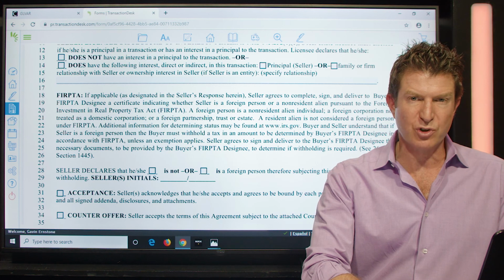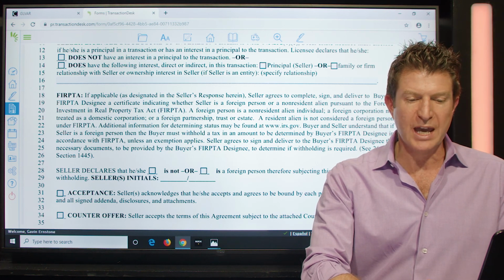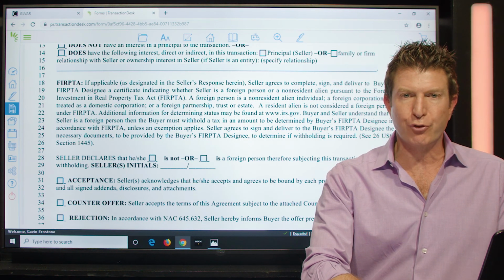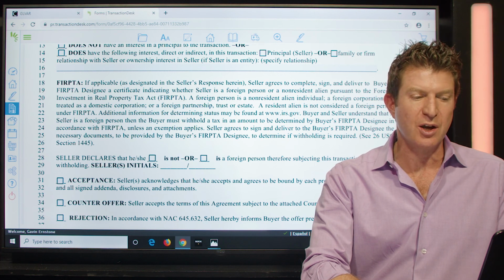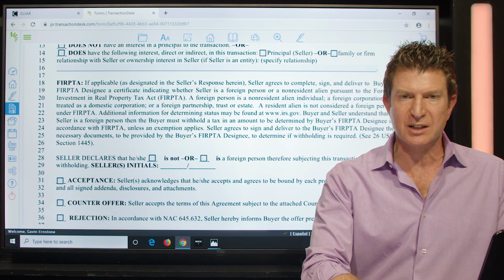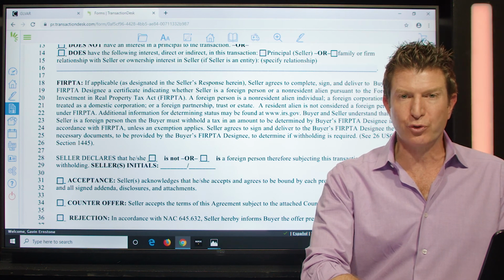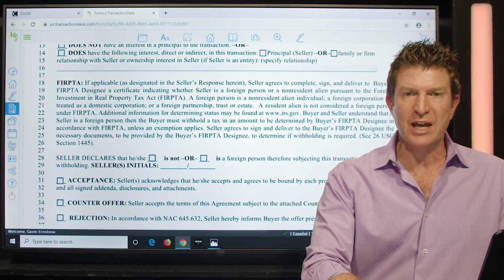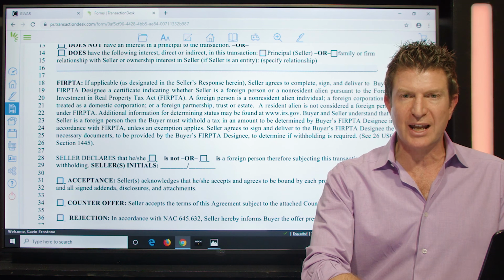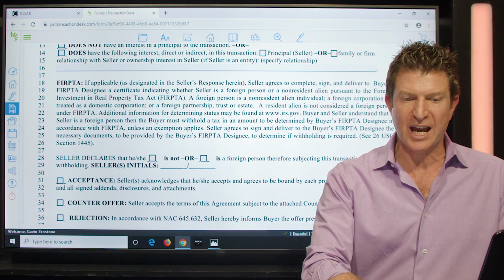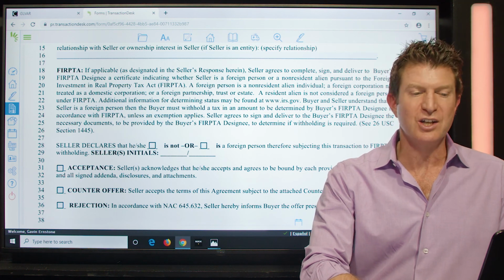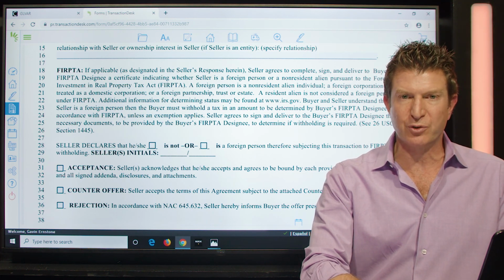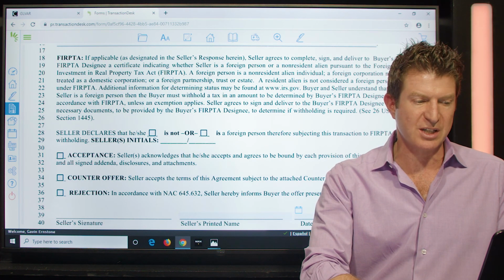FIRPTA, Foreign Investors Real Property Tax Act. When you get this form back from the responding seller's agent, make sure that this has been completed and initialed. If it has not, you need to send it back. The onus falls upon a buyer in the event that FIRPTA is not collected at close of escrow, and that buyer is then going to call you and say, hey, what's this? You need to pay it. So make sure that that's completed and filled in correctly by the seller and the seller's agents.